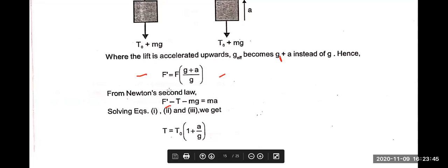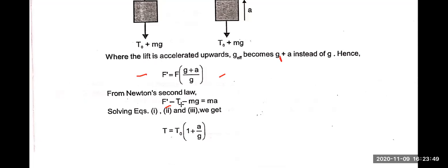Just put the value of F dash over here, and you will get the value in terms of T naught, because F will be in terms of T naught. Then it is just a linear equation in one variable, converting T in terms of T naught. Okay, guys, I think most of you are still confused or have not understood the problem.